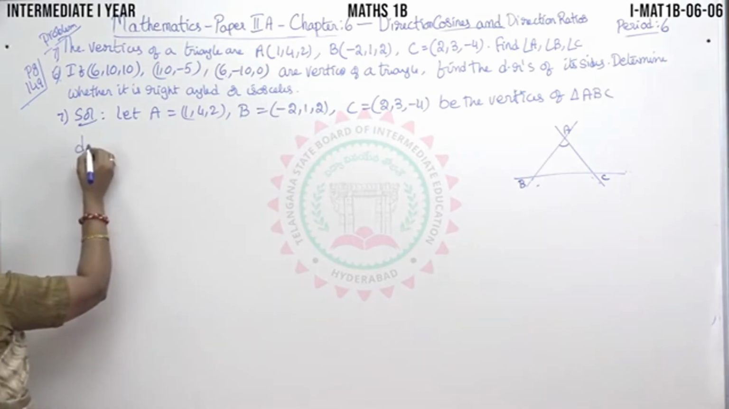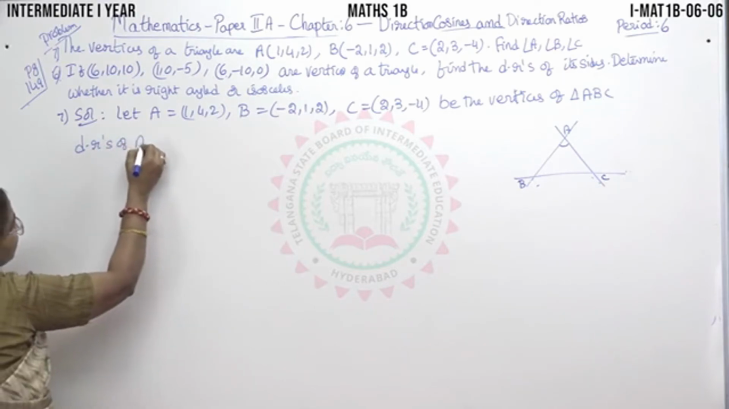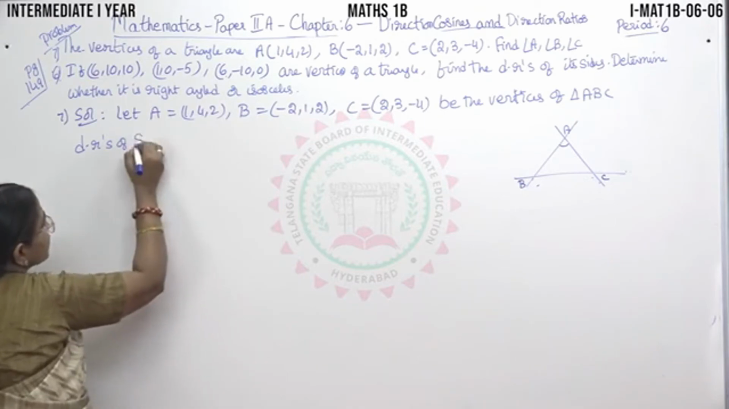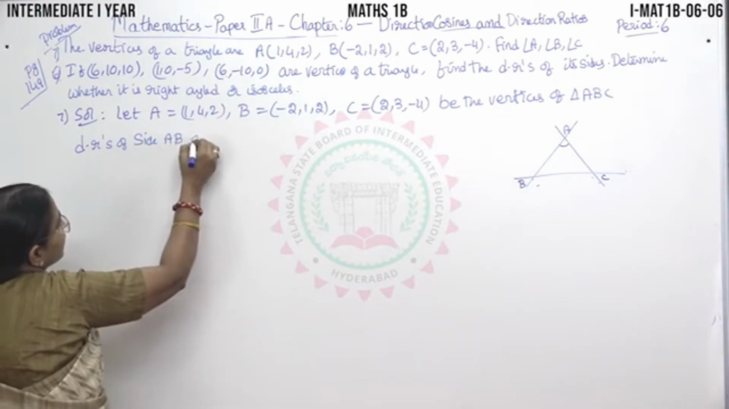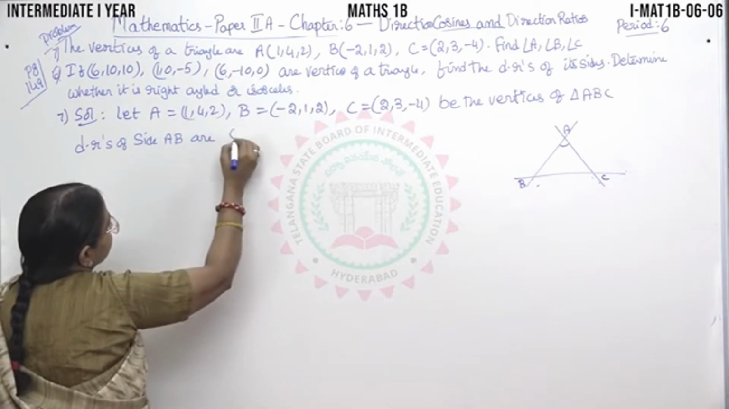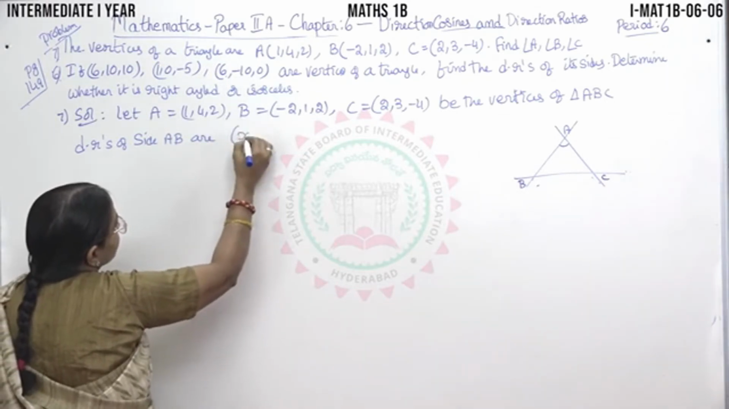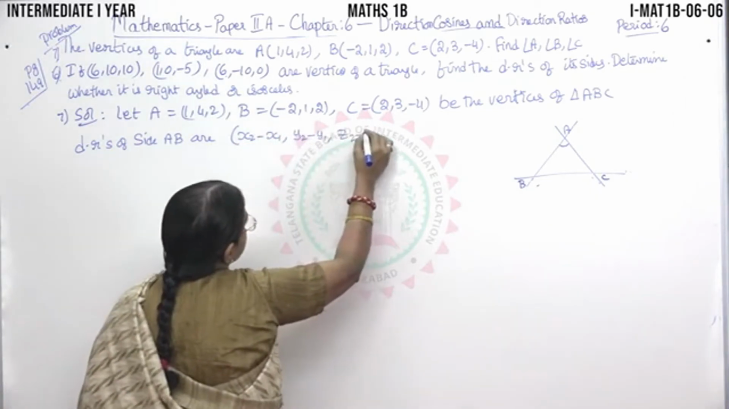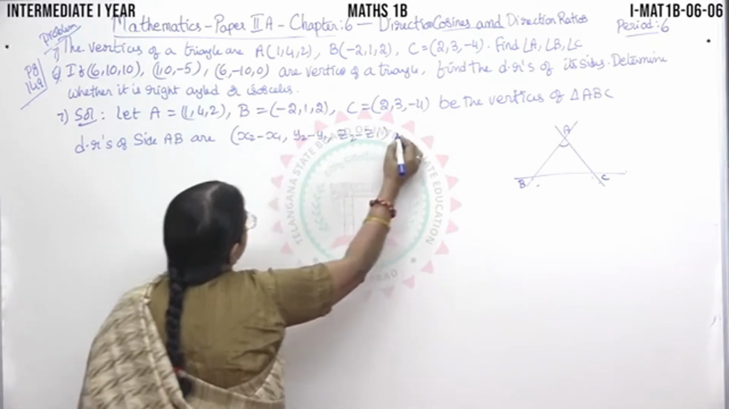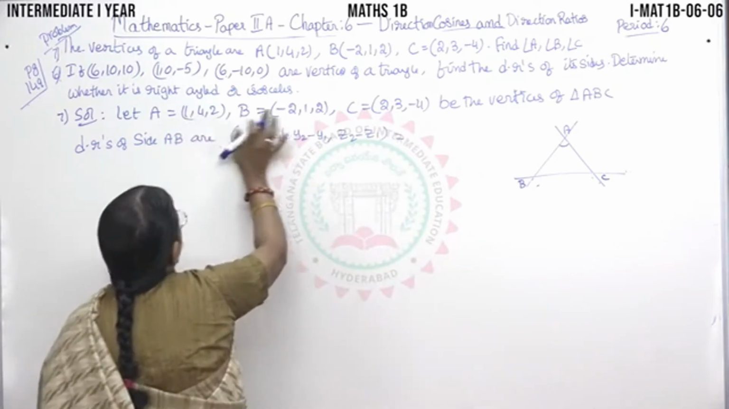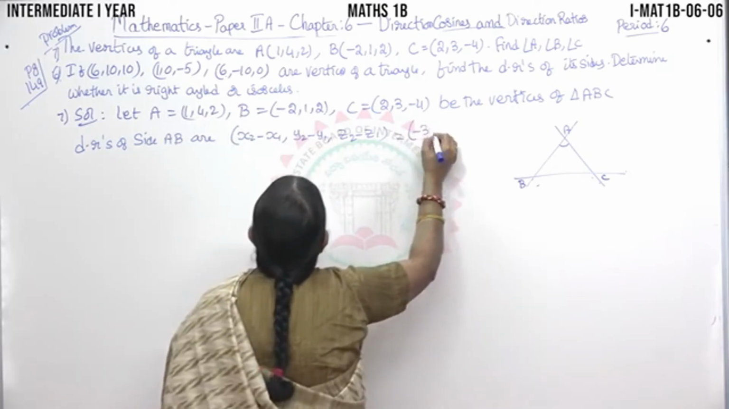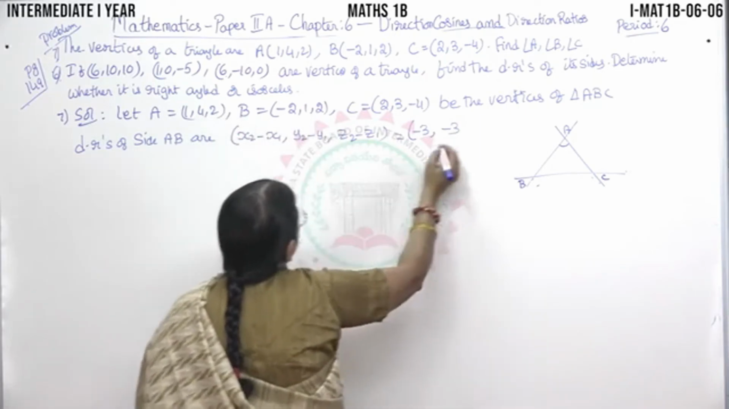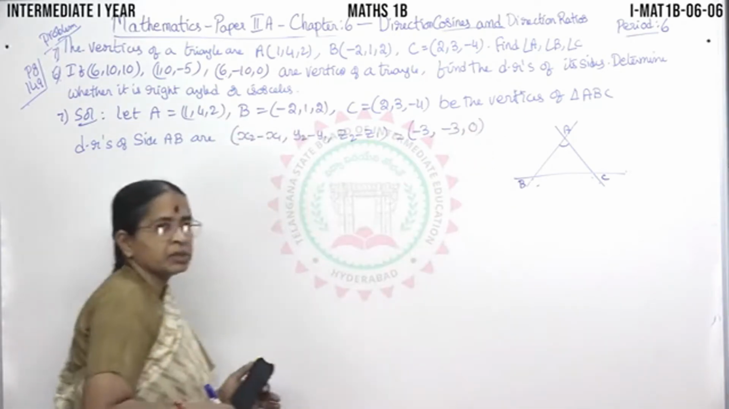So direction ratios of AB. What are the direction ratios of side AB? They are x2 minus x1, y2 minus y1, z2 minus z1. So if you subtract, -2 minus 1 is -3, and then 1 minus 4 is -3, 2 minus 2 is 0. So you take them as it is like this.